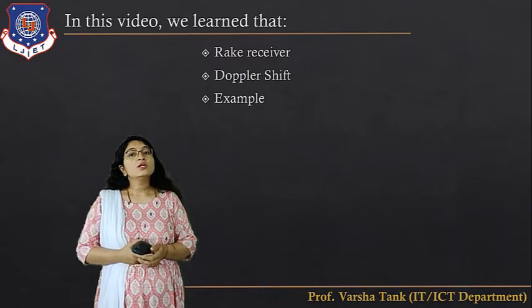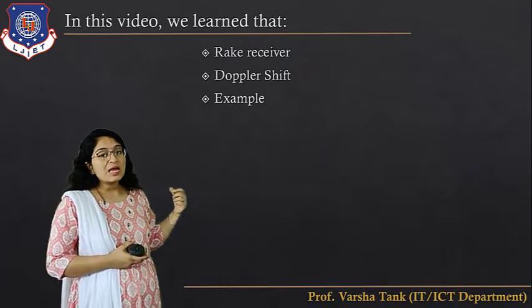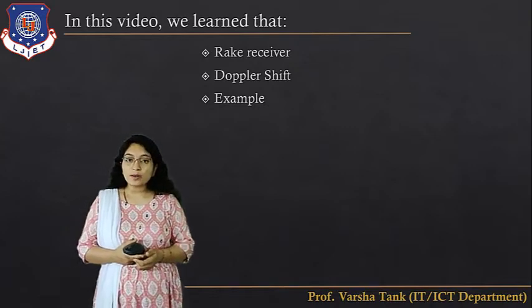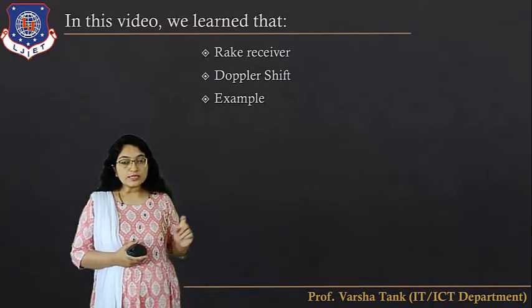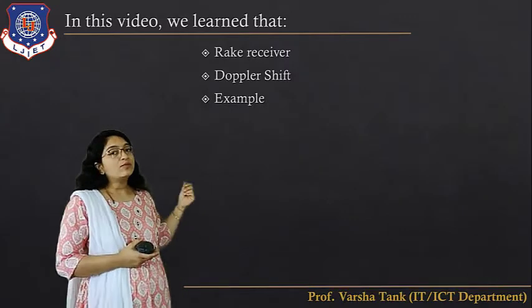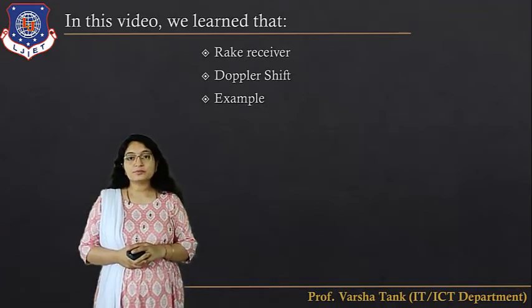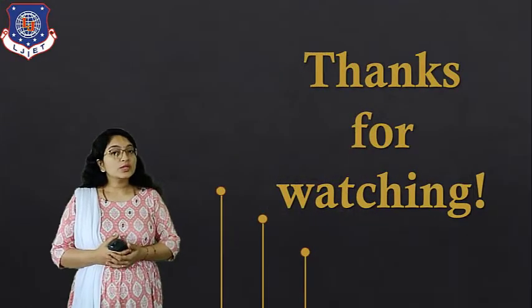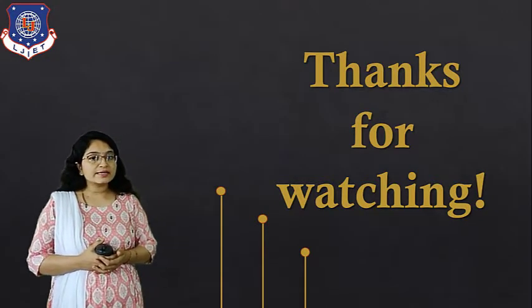So in this video we have learned what a rake receiver is, and then we have learned what the Doppler shift is. We have already learned about fading. Fading is based on the Doppler shift and also the spread, and we have learned different examples of the Doppler shift. So this is all about this lecture. The remaining interesting topics we will cover in the next lecture.